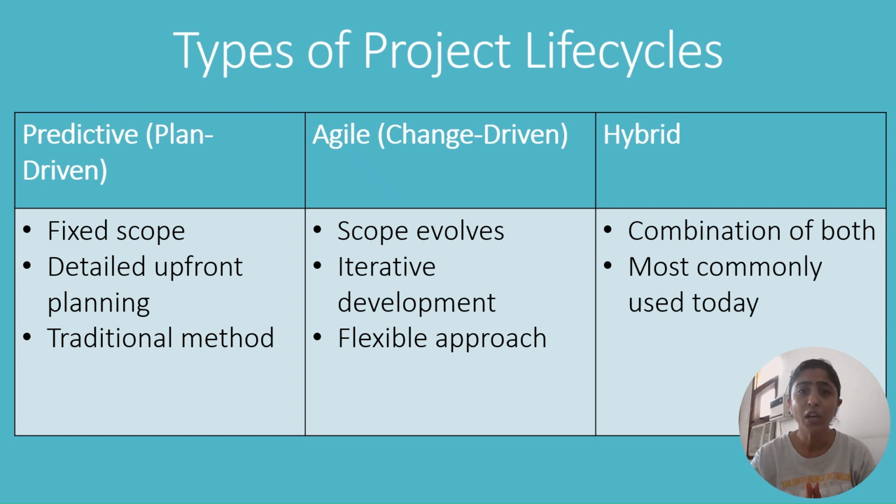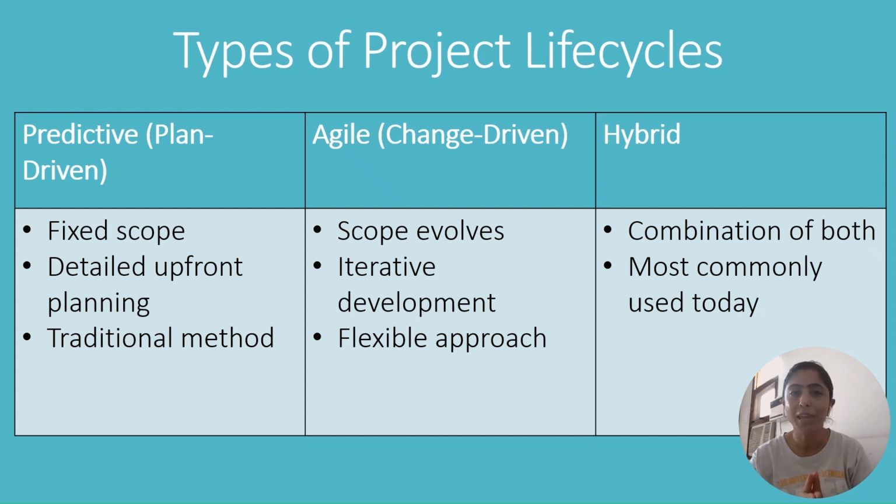Look at the three main types of project lifecycle using our housing example. The first one, and the traditional method, is predictive, also known as plan driven. It is like building a house with a fixed blueprint where everything is decided upfront, like the number of rooms, the materials, as well as the timeline. So there are no surprises.